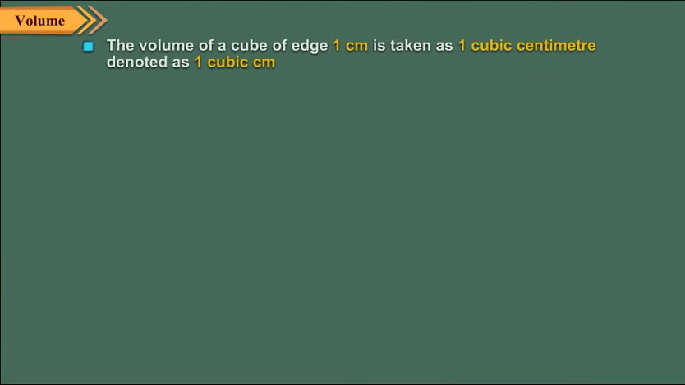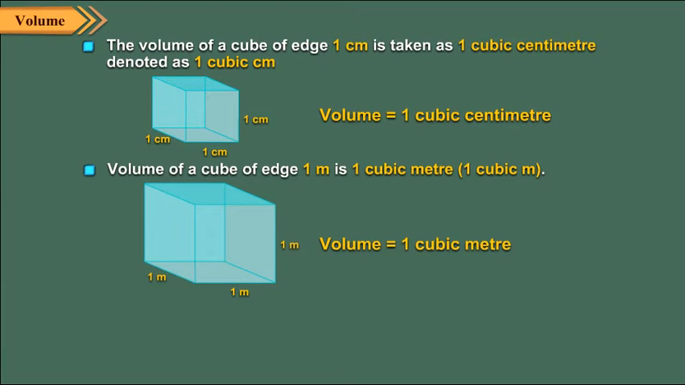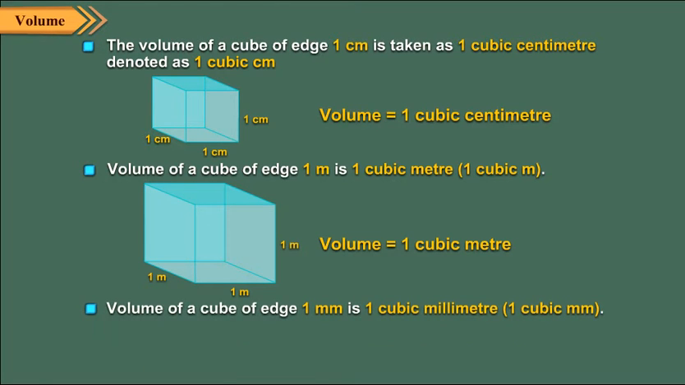In the same way, the volume of a cube of edge 1 centimeter is taken as 1 cubic centimeter, denoted as 1 cubic cm. Volume of a cube of edge 1 meter is 1 cubic meter, that is 1 cubic m. What can you say about the volume of a cube of edge 1 millimeter? Obviously, its volume is 1 cubic millimeter.